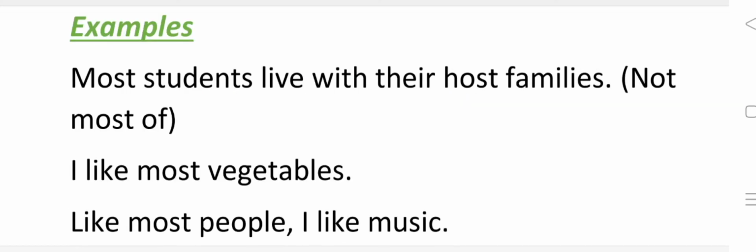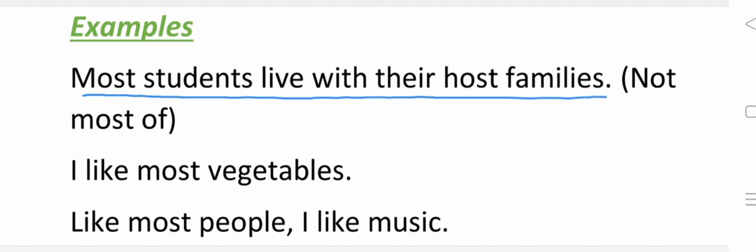For example, most students live with their host families. So in this case, most is followed by students, a count noun, and there is no determiner or pronoun. So it is a right example. We cannot say most of students, that is wrong. We can say most of the students as we studied in the first case, but most of students is wrong. So most is followed directly by nouns without having of. If there is of, then we have to put a determiner or pronoun.